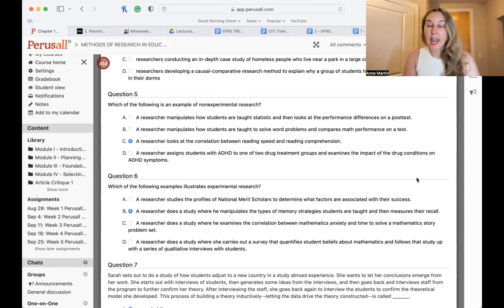Non-experimental research that uses quantitative data is going to be focused on correlation. So here we see the researcher looks at the correlation between reading speed and reading comprehension. So with that, the researcher might be able to make some predictions, but they're not able to identify causation. You need experimental research to do that.